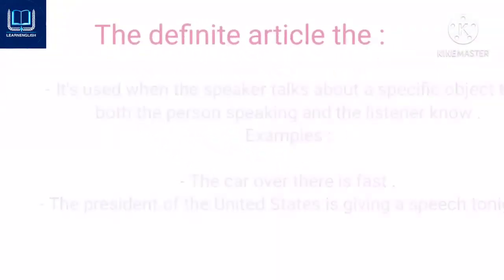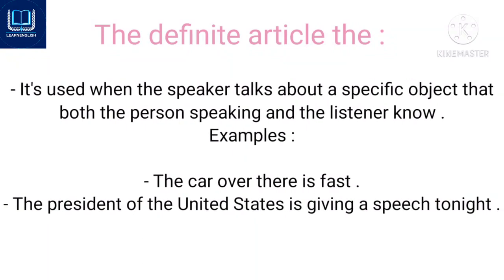The definite article the is used when the speaker talks about a specific object that both the person speaking and the listener know. Examples: the car over there is fast. The second example: the President of the United States is giving a speech tonight.